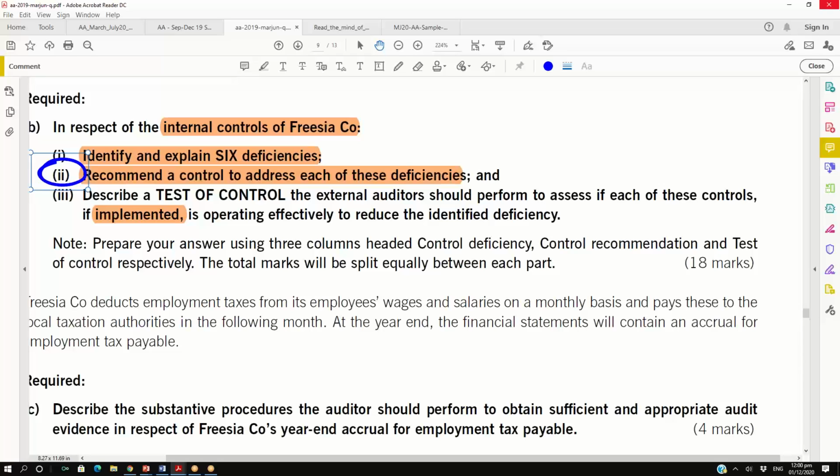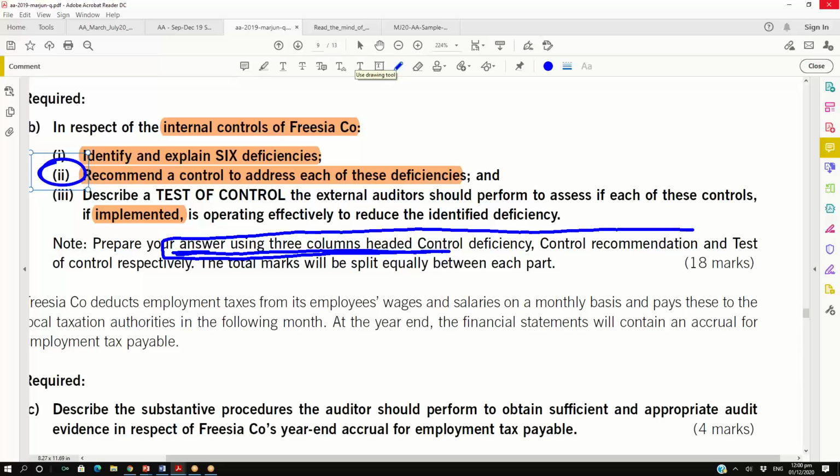So in number 3, you are assuming that whatever you recommended to management in number 2 has been implemented. If implemented, what test of control will you perform to assure that the controls are operating effectively? Now, the examiner is telling you to put this in the form of a 3-column table. Prepare the answer using 3 columns headed control deficiency, control recommendation, and test of control.